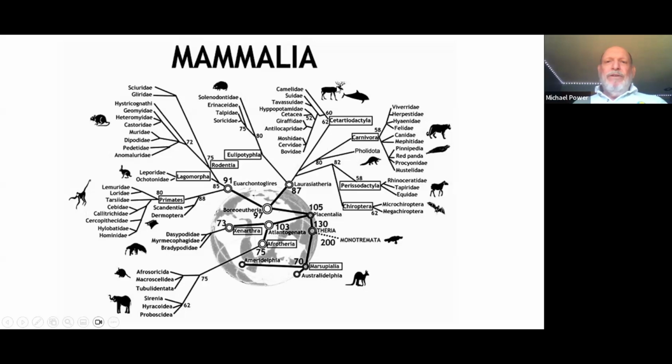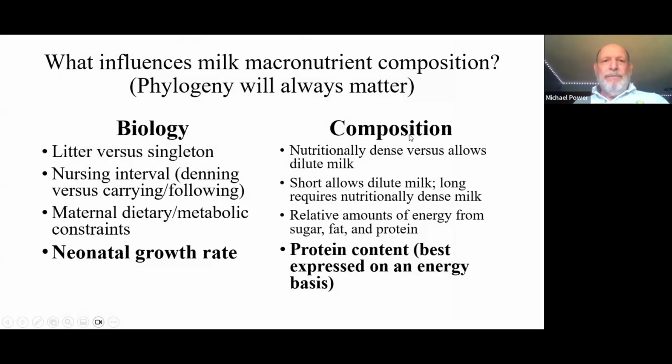But then we also have this huge diversity of placental mammals. And that huge diversity of mammals leads to a huge diversity of milks and milk composition. And the other thing that I'm looking at in my research is what are the adaptive and selective pressures and constraints that lead to different types of milk and end up producing this wide variety of milks that we have.